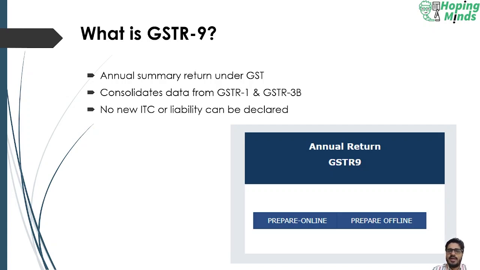So what GSTR-9 does, it logs the data of the preceding financial year and any adjustment that are required to be made in the monthly returns which have not been made in the subsequent periods return are ultimately done in the annual return.